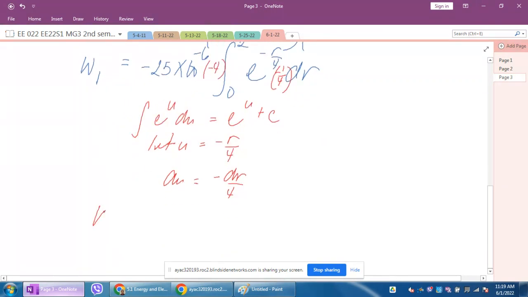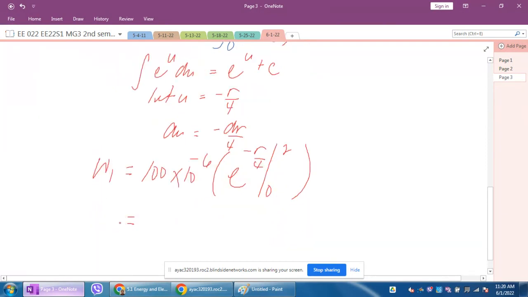So, therefore, what will happen to work number 1? So, I will have negative 25, negative 4, that's 100 times 10 raised to negative 6, e to the negative r over 4. Limit is from 0 to 2. Okay. From here, we can simplify this as 100 times e to the negative 2 over 4 minus e to the negative 0 over 4. That's 0 na po, no?